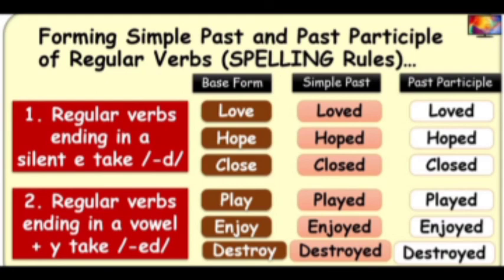Alright children, what we have learned today in this module is that regular verbs are formed by adding ed to the base form of the verb, and irregular verbs have no set pattern. They have no fixed rule. They can take any word and form their simple past or past participle forms.